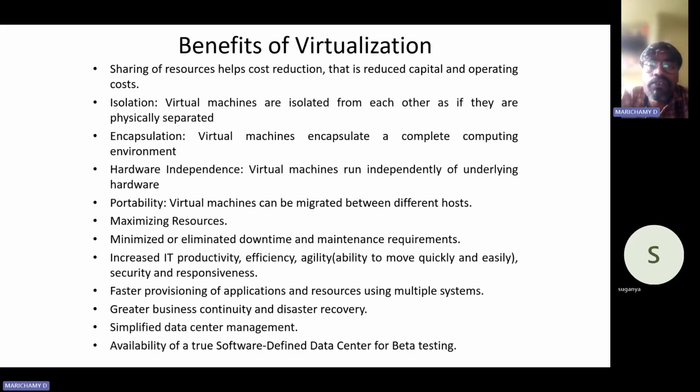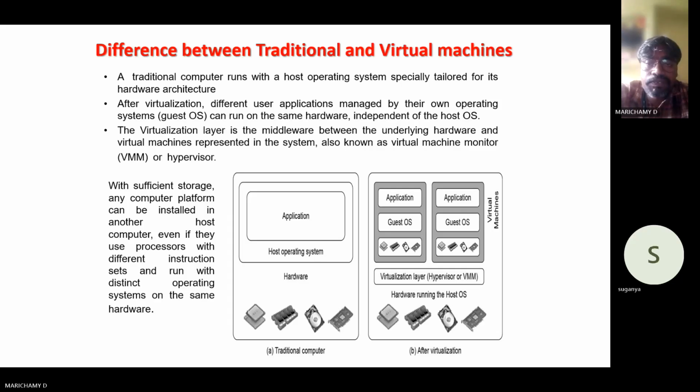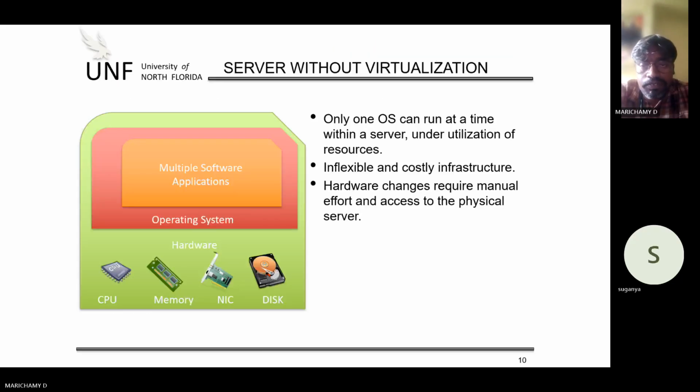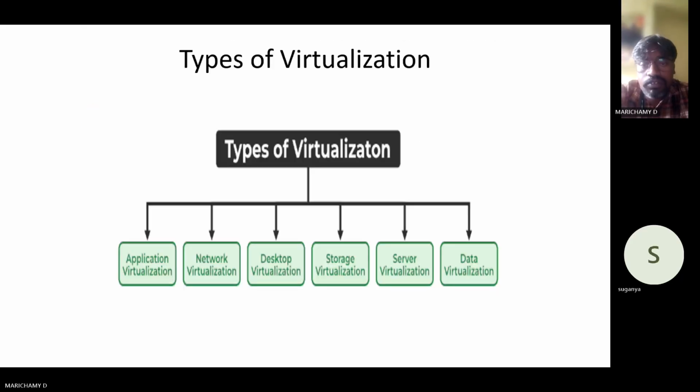Next we are going to the slide on the types of virtualization. We have a lot of types of virtualization. The first one is application virtualization. The second one is network virtualization. The third one is desktop virtualization. The fourth one is storage virtualization. The fifth one is server virtualization, and data virtualization.